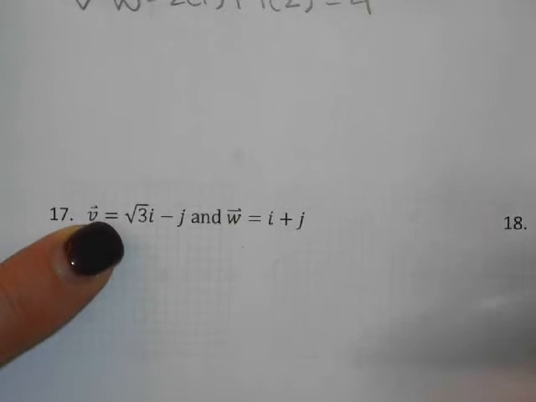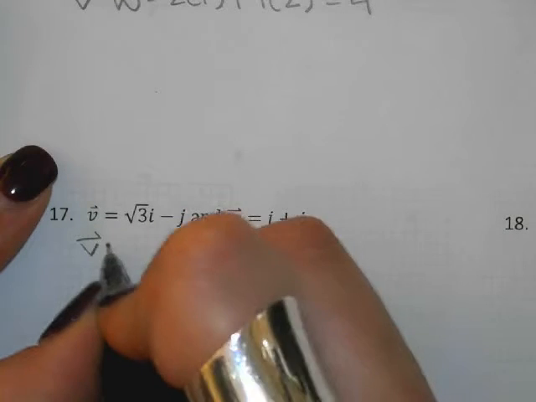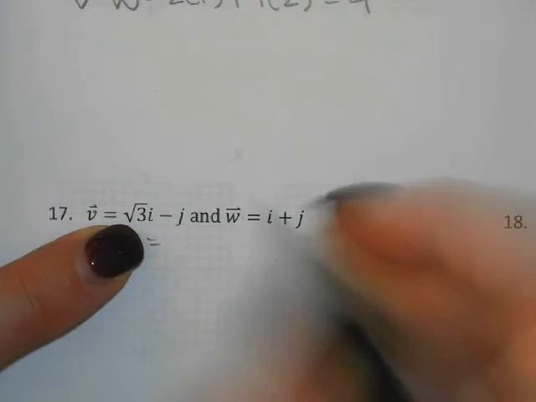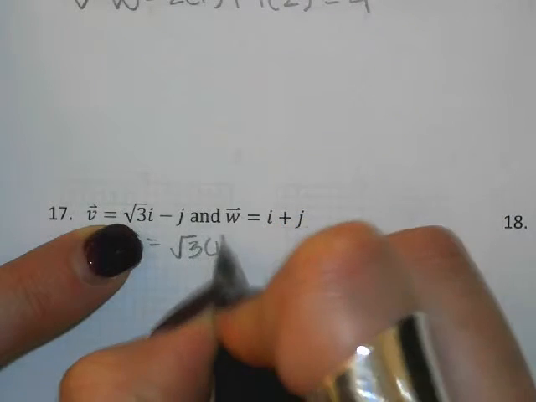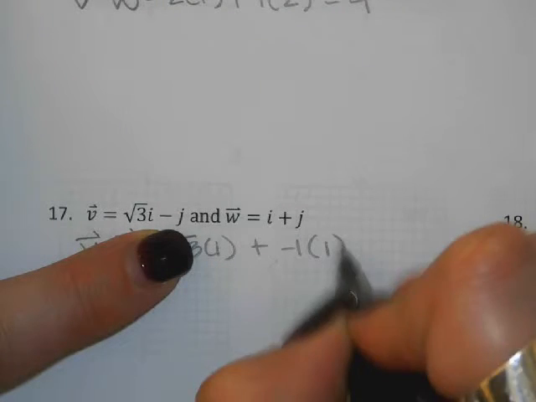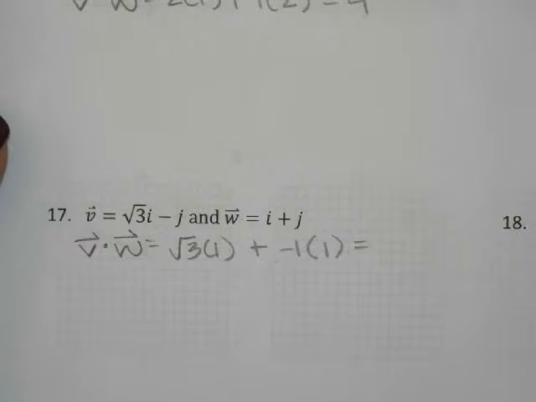All right, let's try this one because it has that square root. So V dot W would be root 3 times 1 plus negative 1 times 1. And so what would the dot product be?